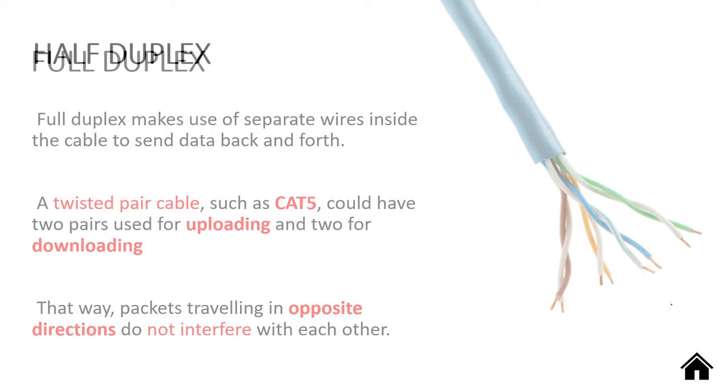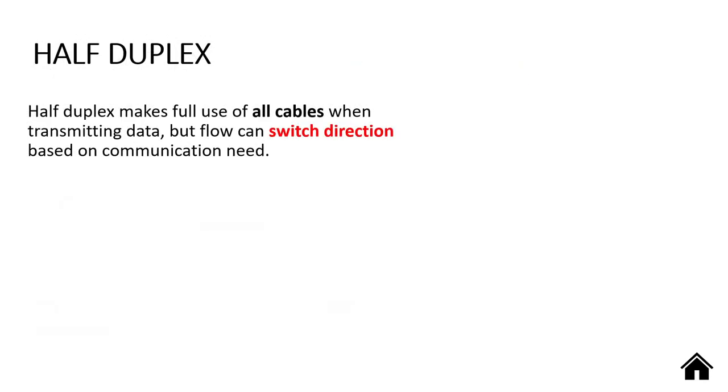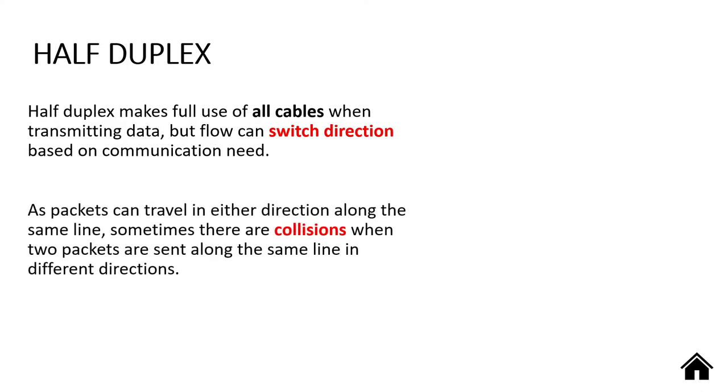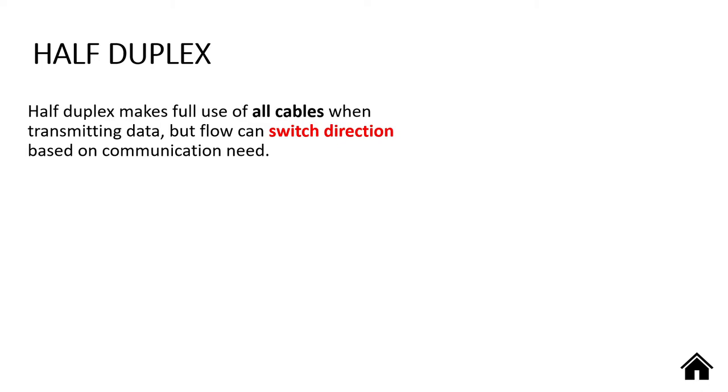Don't get confused. Half duplex makes full use of all the cables when transmitting data, but can switch direction based on communication needed. So as packets can travel in either direction along the same line, sometimes there are collisions.